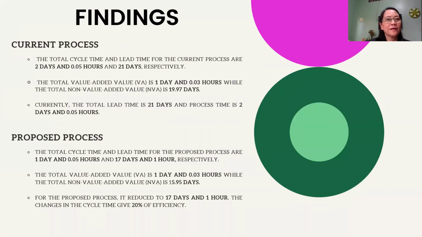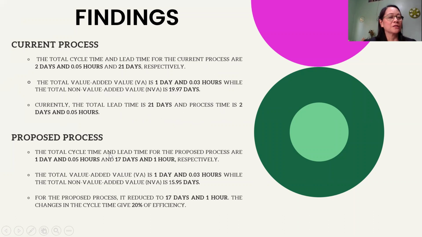So our findings then, with the current process, the total cycle time and lead time for the current process are 2 days and 0.05 hours and 21 days respectively. The total value added value is 1 day and 0.03 hours, while the total non-value added value is 19.97 days. Currently, the total lead time is 21 days and process time is 2 days and 0.05 hours.